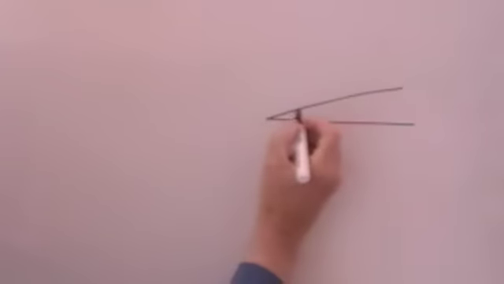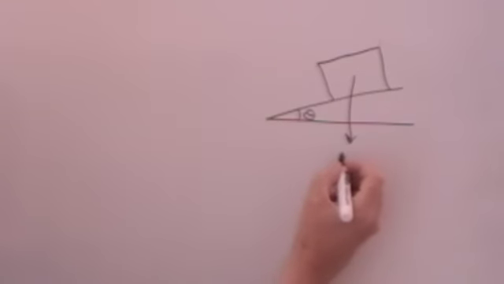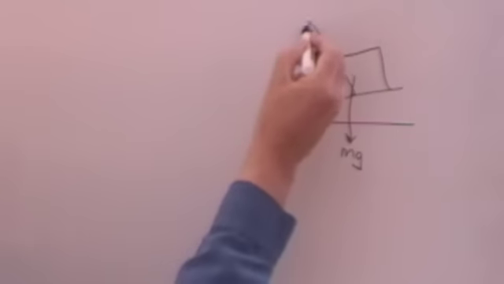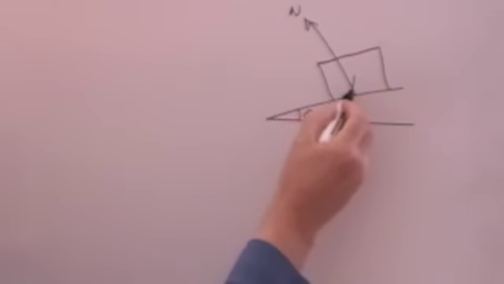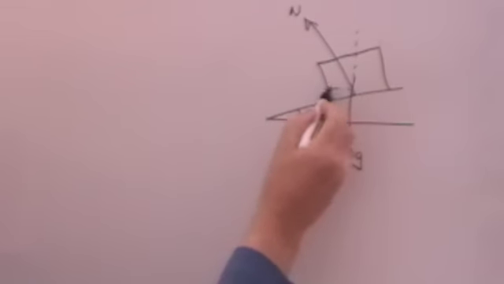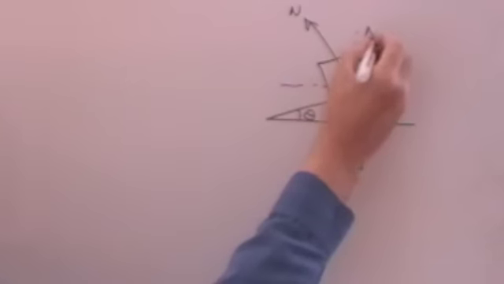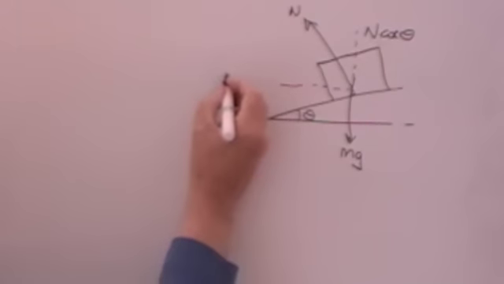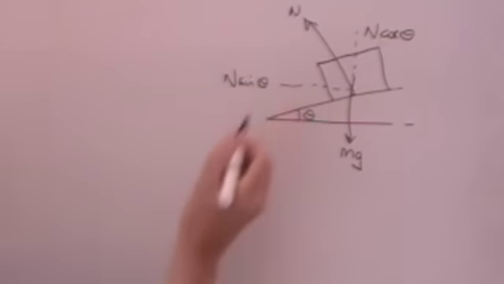Well, once again, here is our banked surface at an angle theta. Here is the car, and it will have the force mg acting down. As before, it has a normal force acting up, and that normal force can be resolved into, just as we had before, N cosine theta vertically and N sine theta horizontally.